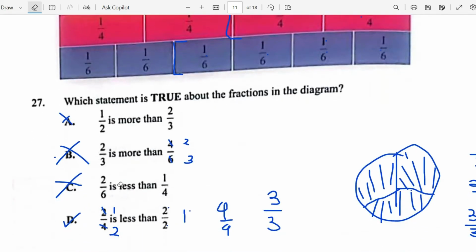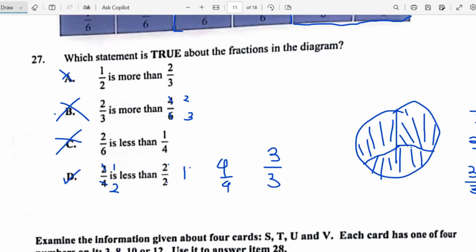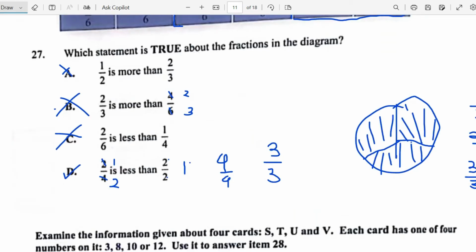And now let's look at 2/6 is less than a quarter. And here's 2/6. And you can see that 2/6 is greater than a quarter because the quarter stops here. So 2/6 is greater than the quarter. So that's also not the correct answer. But students have been telling you from before that the ministry is not trying to make these papers easy, and the answers are not going to jump out, especially when you don't know the concept.